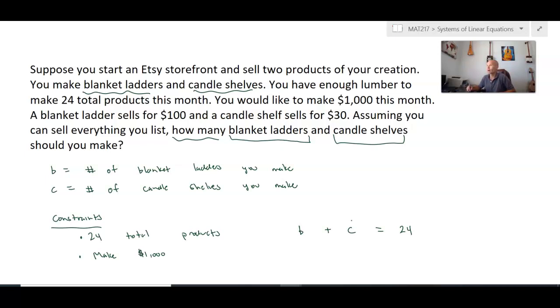All right, so let's think about this in variable context. So you're going to sell B blanket ladders. Each of those will give you $100 in revenue. So 100 times B will tell you your total income from selling just the blanket ladders. Similar for the candle shelves, you're going to sell those for 30 bucks a piece. So $30 per candle shelf times C candle shelves will give you your total dollars of income from those. And you want to add them together because you want the total income to equal 1,000.